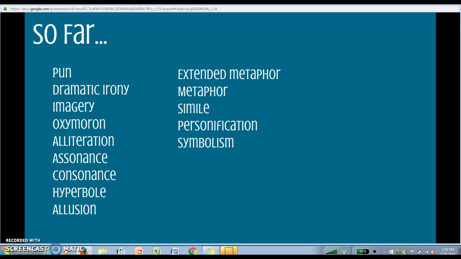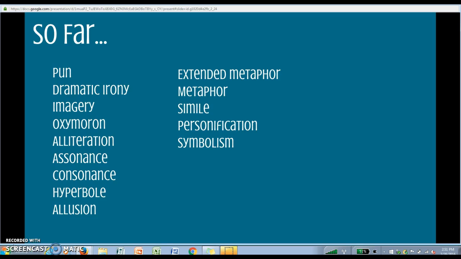closely. Also, please make sure you understand all of these terms: pun, dramatic irony, imagery, oxymoron, alliteration, assonance, consonance, hyperbole, allusion, extended metaphor, metaphor, simile, personification, and symbolism. All of these terms are ones that we have gone over in previous units, but each and every one of these are used in Hamlet for very significant purposes, and therefore you need to make sure to know them so that you don't miss them while reading the play.